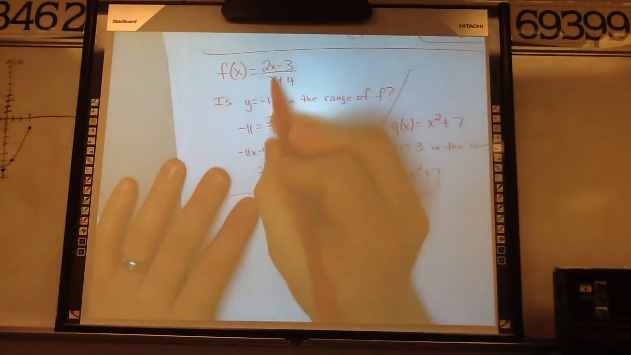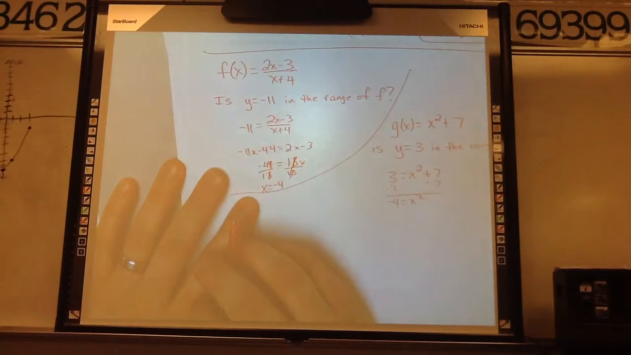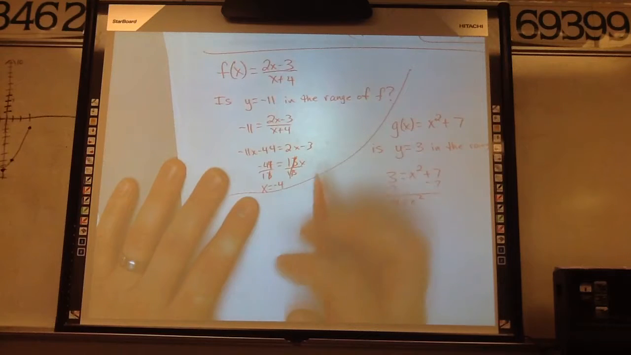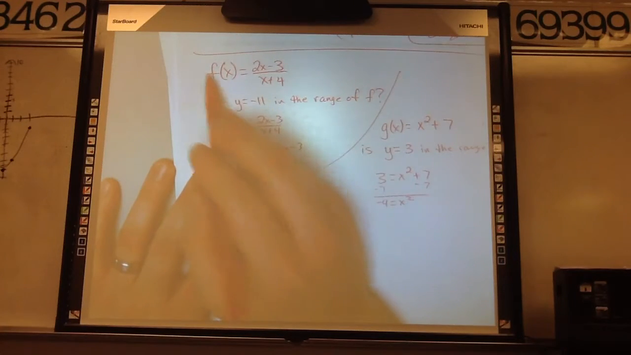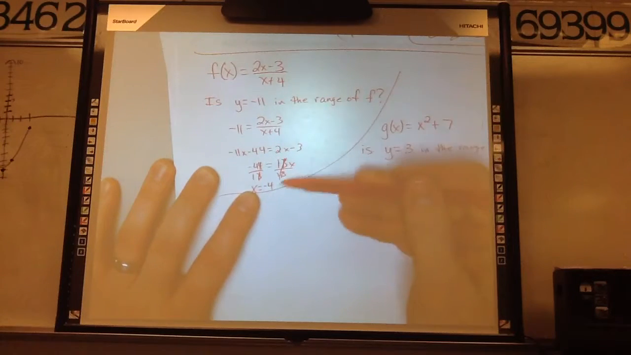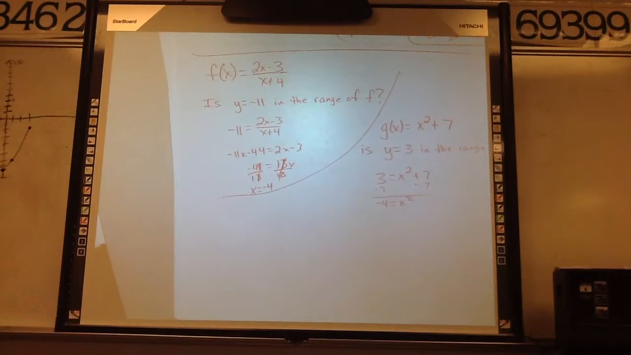You've got to be careful there. If you're asking is this number in the range, and you plug it in for y and solve for x, and the x value you get is not in the domain, then the answer is no. You can't get that y value if the x can't even happen. If there's nothing at the x value, there can't be a y value. That makes sense.